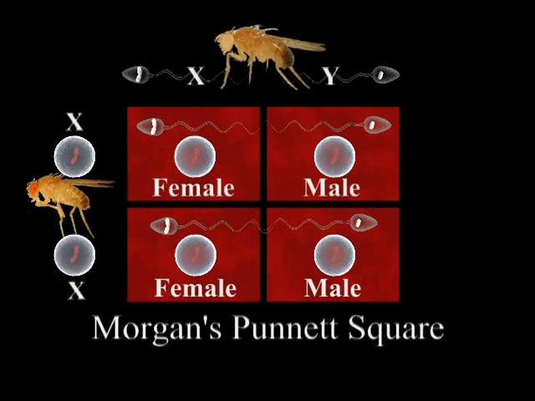The F1 generation males are created when Y chromosome, no eye color gene sperm unite with X chromosome red-eye eggs. Thus, all males have red eyes as a result of the single eye color gene they receive via the X chromosome of their female parent.